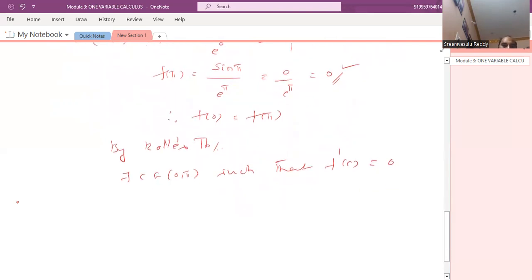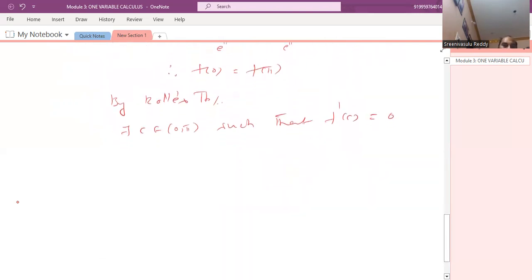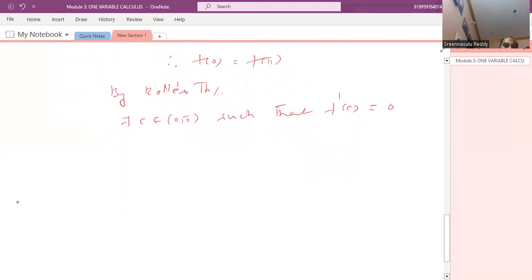Now we want to find the C value. The process of derivation is f dash C. You find f dash x, put x equal to C, and make it equal to 0. We get a C value.